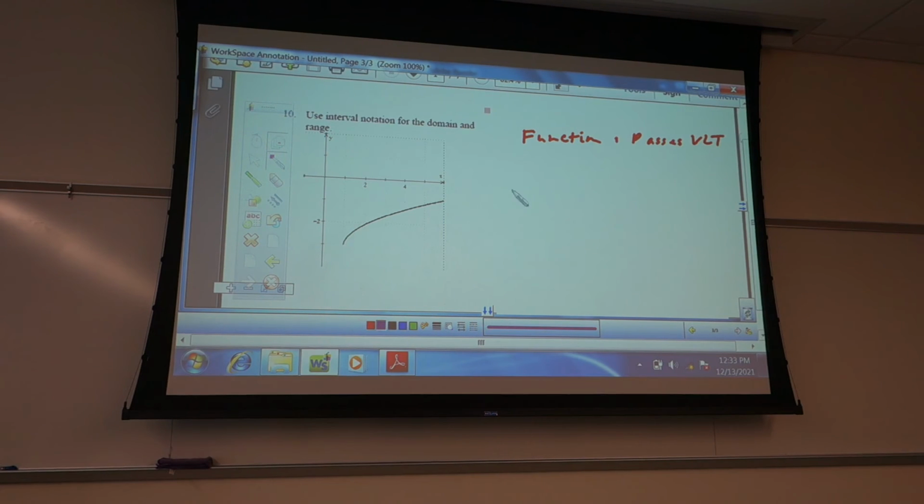What's my domain? I want to find the domain. Is it going to be a set of points or is it going to be a range? Range, yep, because it's a line. It's everything along this curve. And then find the range.